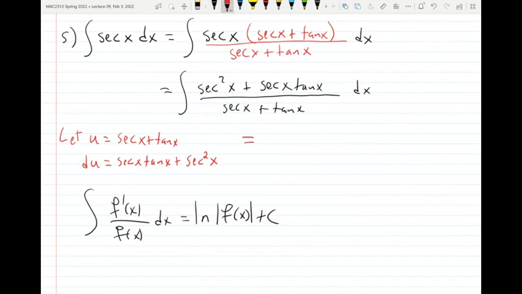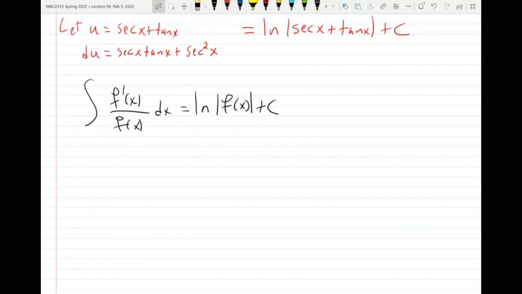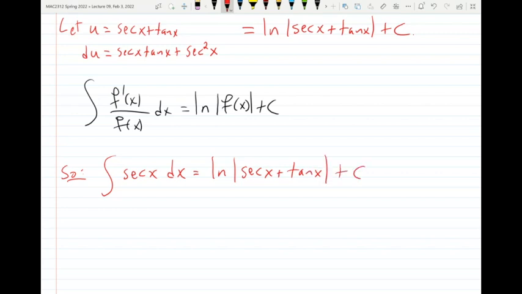Moral of the story, the integral of secant is ln of the absolute value. This is important, the absolute value, of secant plus tan. So make sure that you know this. You need to know this because this integral is going to pop up in many situations, and you don't want to be playing that trick every single time. You just want to remember this result. So the integral of secant is ln of absolute value of secant plus tan.